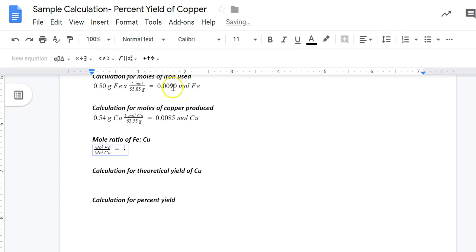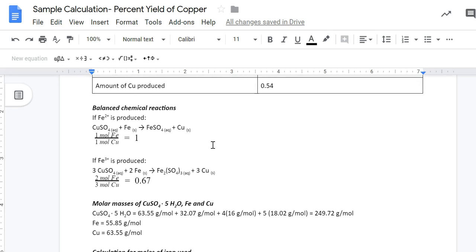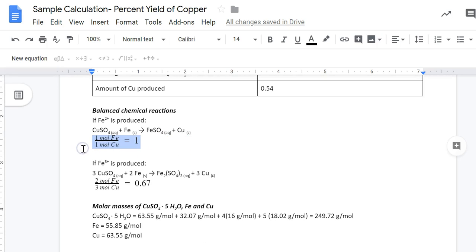So looking at our equations above, we used 0.0090 moles of iron and produced 0.0085 moles of copper, giving me approximately a 1-to-1 mole ratio. So I can now compare that to my answers up here, and that tells me that iron 2+ was produced.